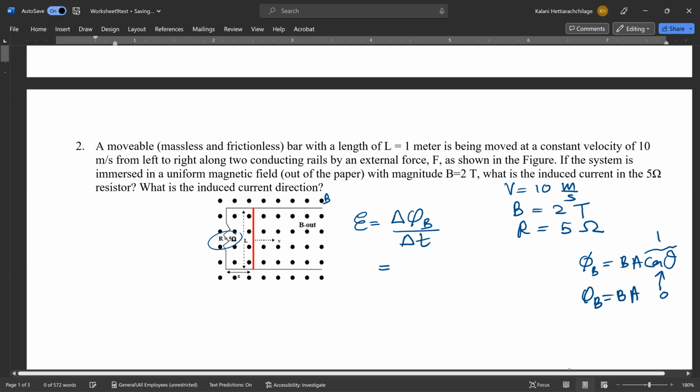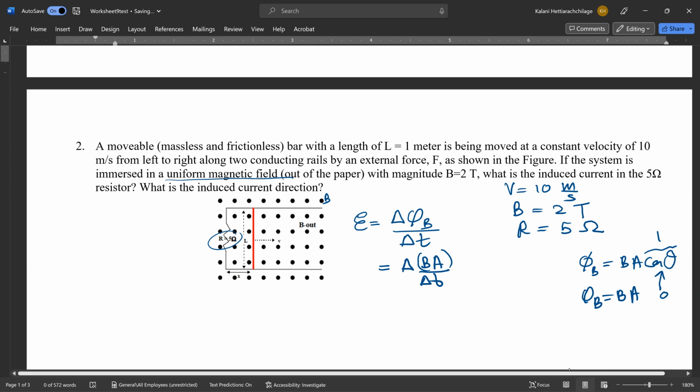So now you can see that by putting that in here, delta phi B is B A over delta t. But you see that B is uniform. You are not going to change the B. B is uniform, right? Uniform magnetic field.